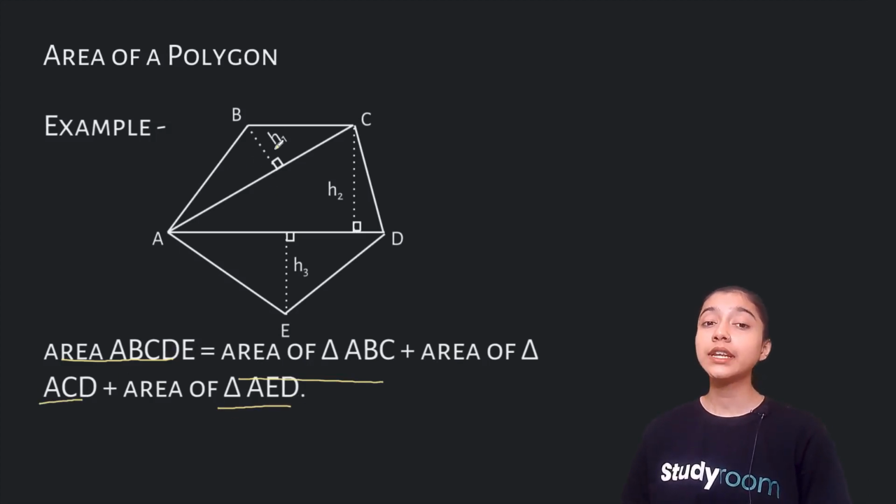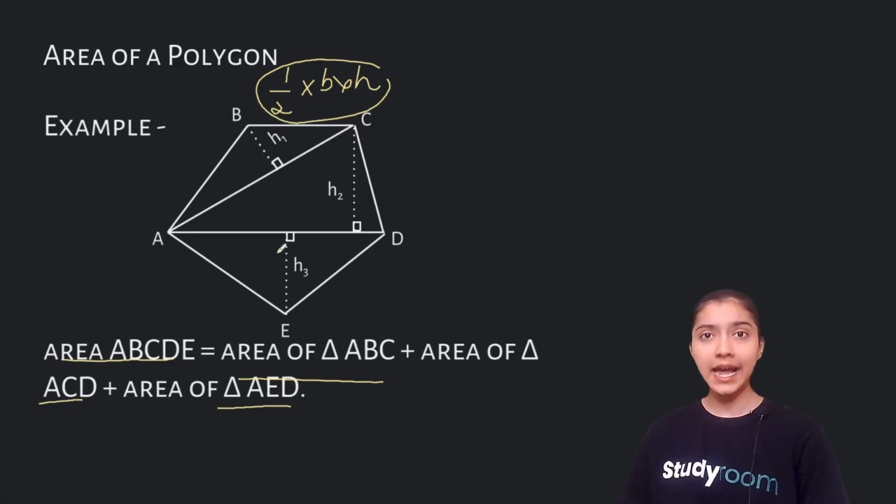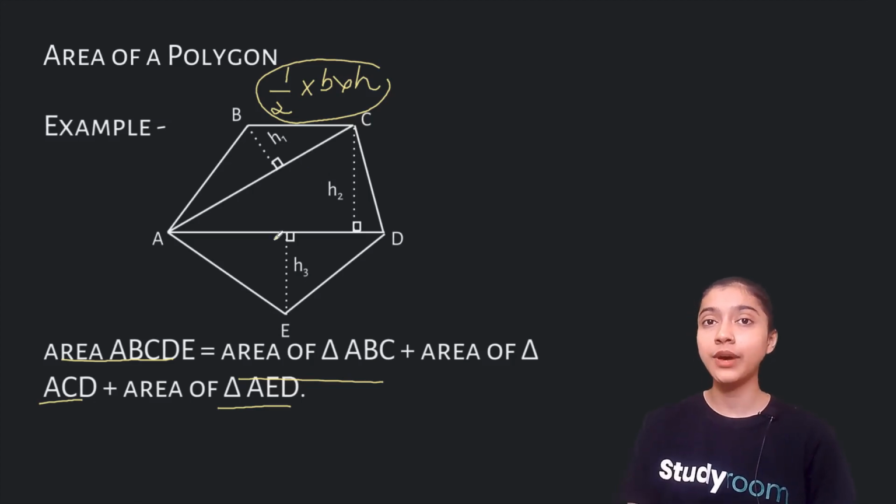In order to calculate the individual triangle area, we'll be using the formula that is quite simple: half multiplied by base multiplied by the corresponding height of the triangle. In this way, we'll be calculating the area of each of the individual triangles and adding them up to get the area of the required polygon.